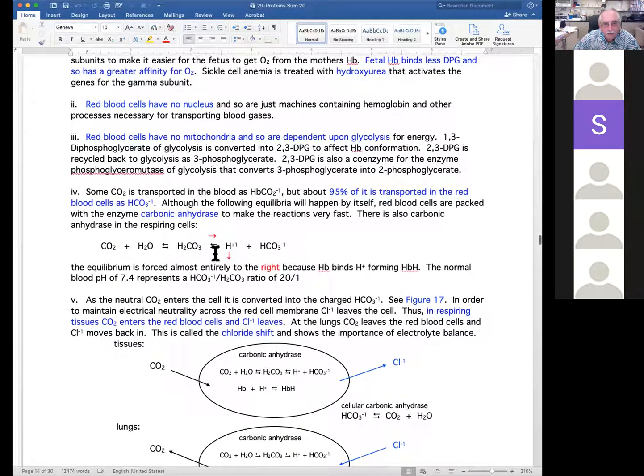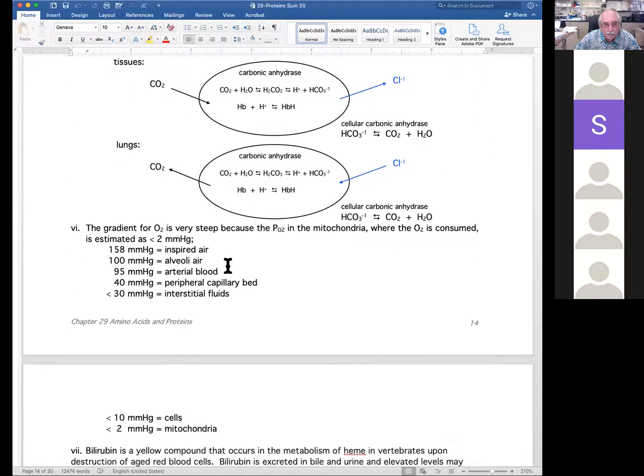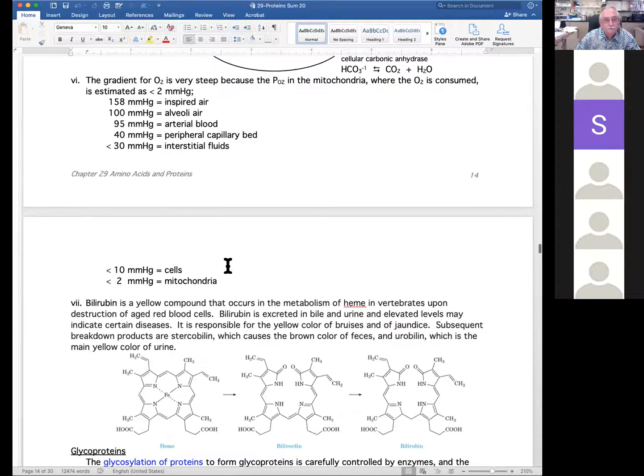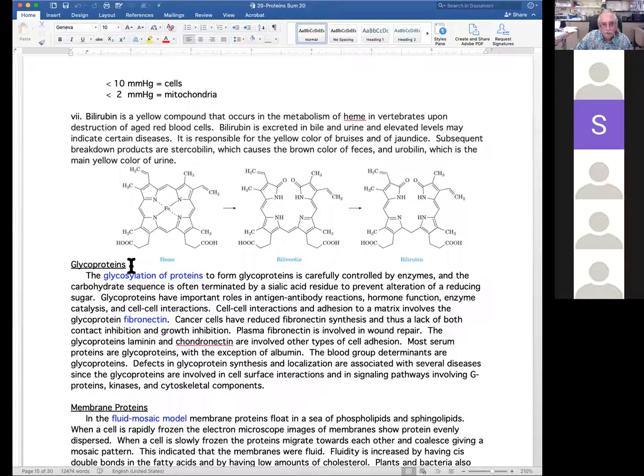So we talked about a few things. Chloride shift, what is the actual gradient that we're dealing with? Why are aerobic organisms so good at getting oxygen? Because if you look at the gradient between fresh air and what's in the mitochondria where the oxygen is actually used, it's a very steep gradient. That's the reason. Okay.